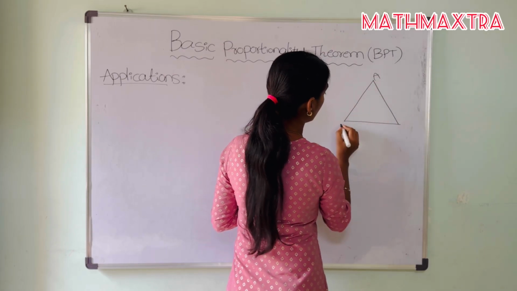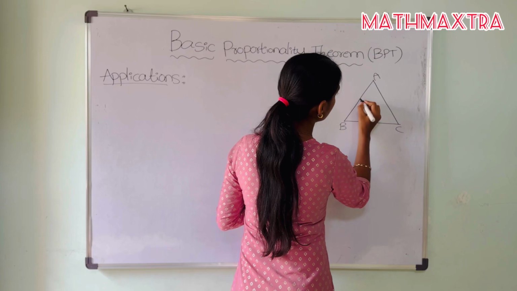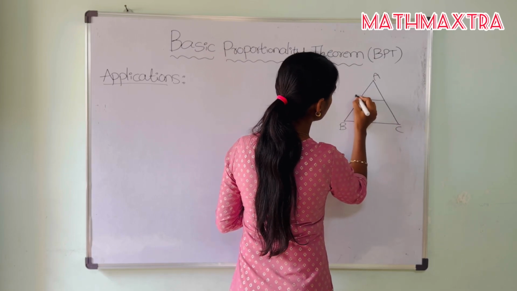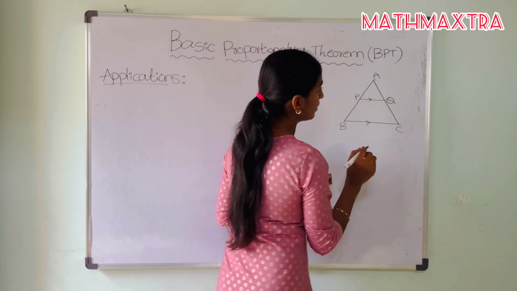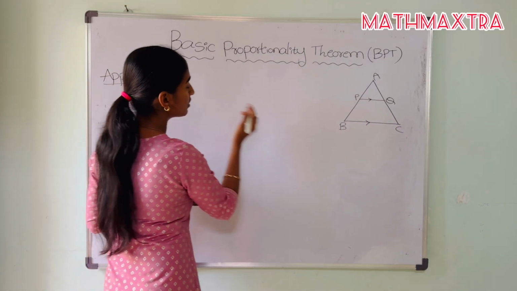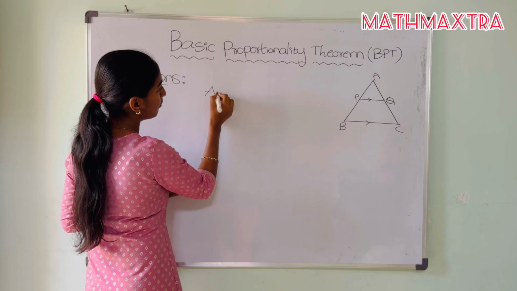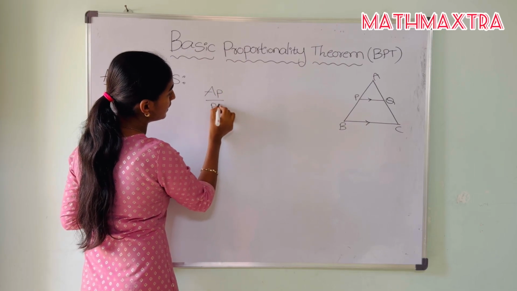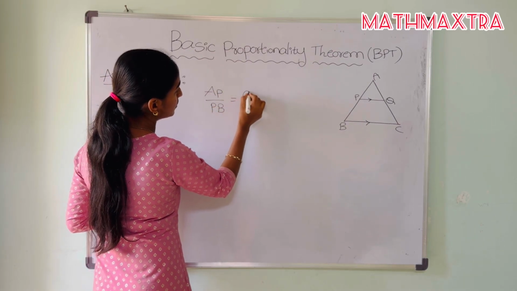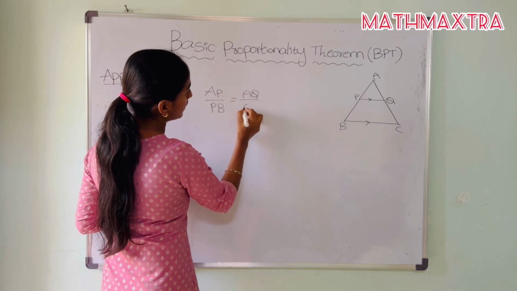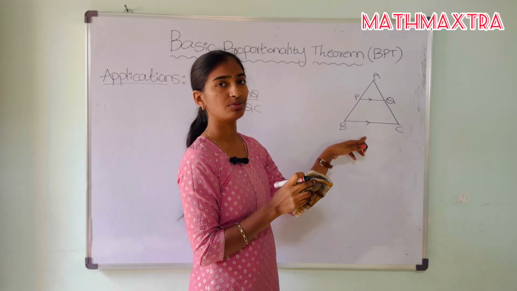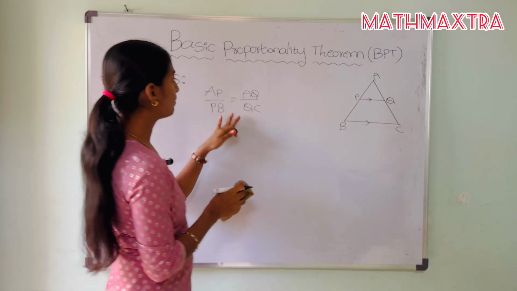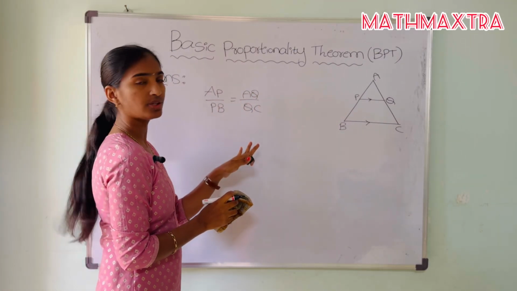This is triangle ABC and this is a line which is parallel to BC. From this, what can we write? AP by PB is equal to AQ by QC. Right? If PQ is parallel to BC, then AP by PB is equal to AQ by QC.